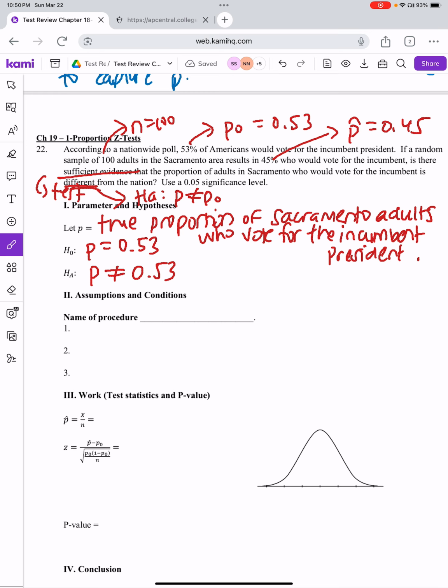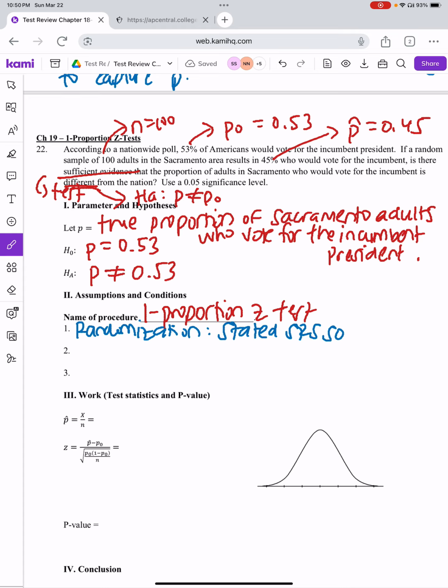Because we have one sample, this is called a one proportion z-test. We always use the z-test for a proportion. One, it has to be random. It did tell us that it's random. Randomization. It's stated that it's a simple random sample, so it's random. Number one is pretty straightforward, so always check for randomization.